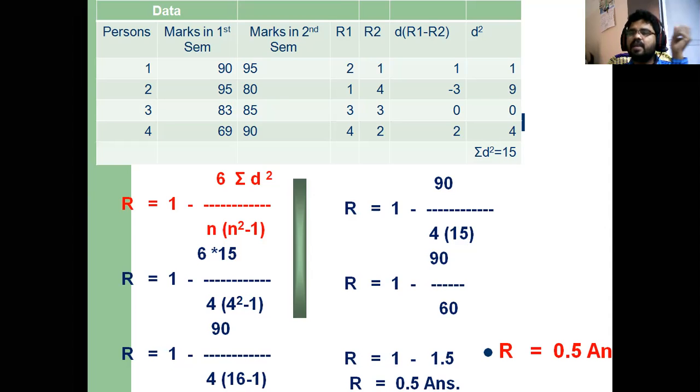D is nothing but the difference between the ranks. But here there are no ranks, so we need to convert the marks into ranks. That is R1, regarding semester 1. See here, which person has got the highest marks in the first semester?